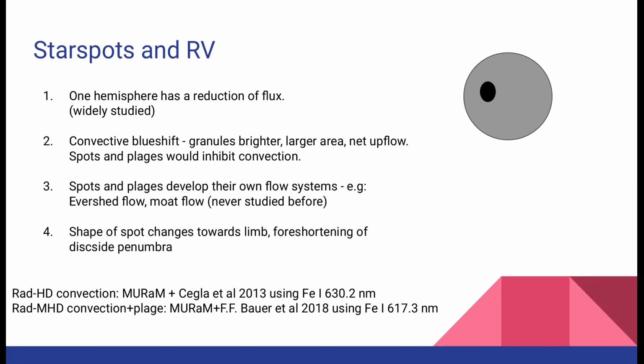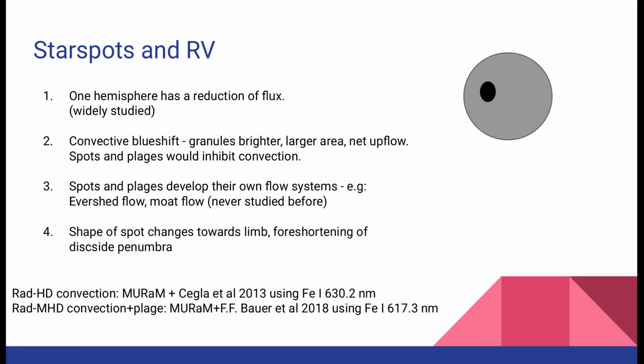The most basic, or simplest, way it can affect it is by reducing the flux. So let's say, for example, on the left hemisphere you have a spot. It will reduce the flux coming from that hemisphere, and let's say the left side is coming towards you, then it will induce a redshift because you will have more flux from the other side.